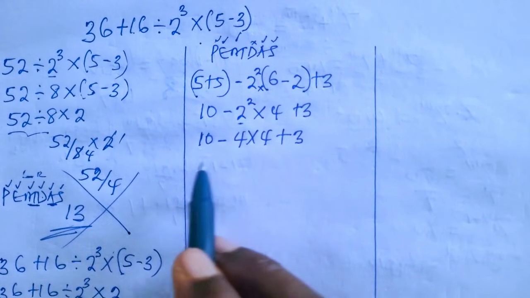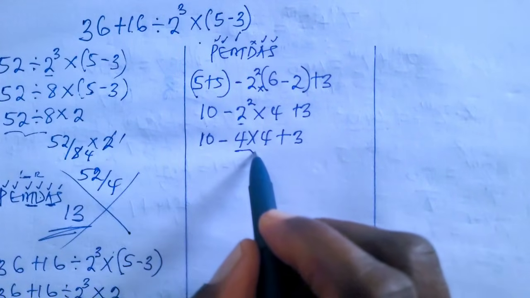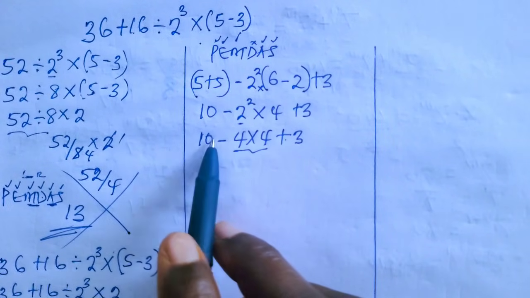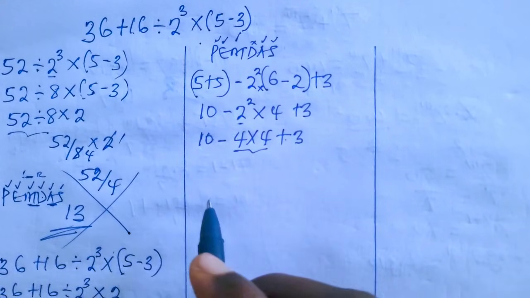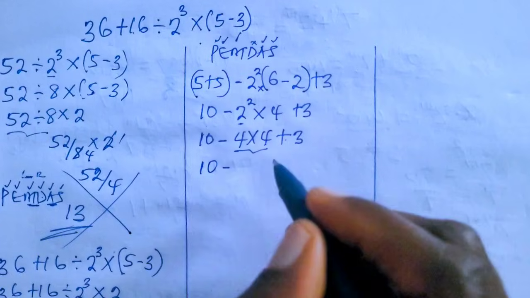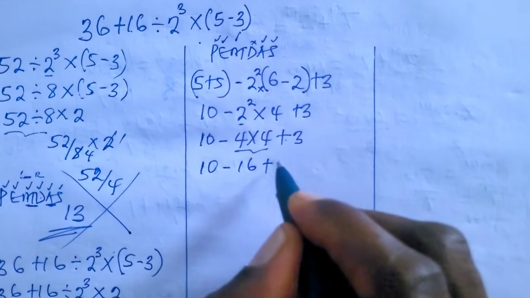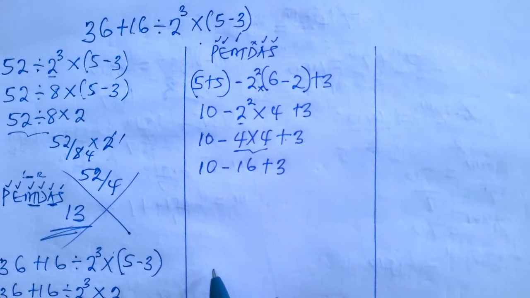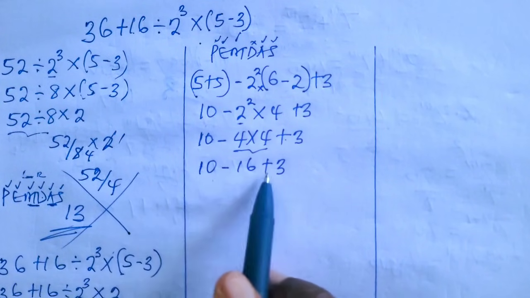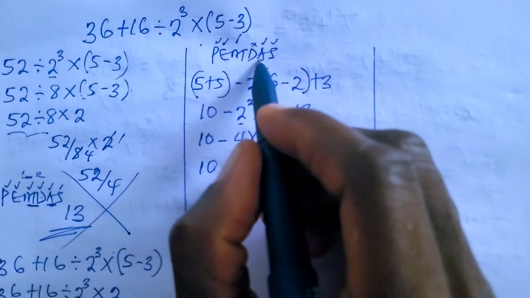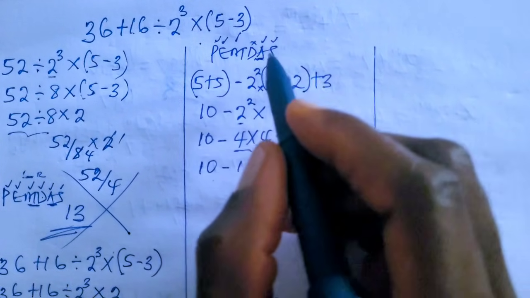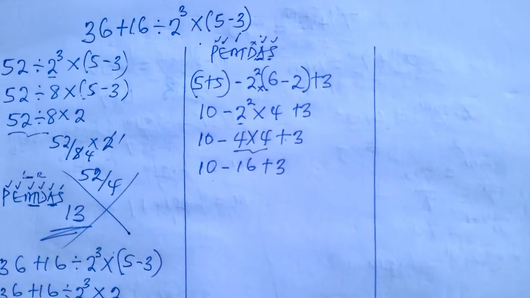And next, we are going to consider multiplication here, because multiplication is of higher priority than addition and subtraction, following this order of operation. The expression becomes 10 minus 4 times 4, that gives us 16, then plus 3. And right here, we consider that addition and subtraction have the same order of operation, the same precedence. That is, now the operation here is from left to right.